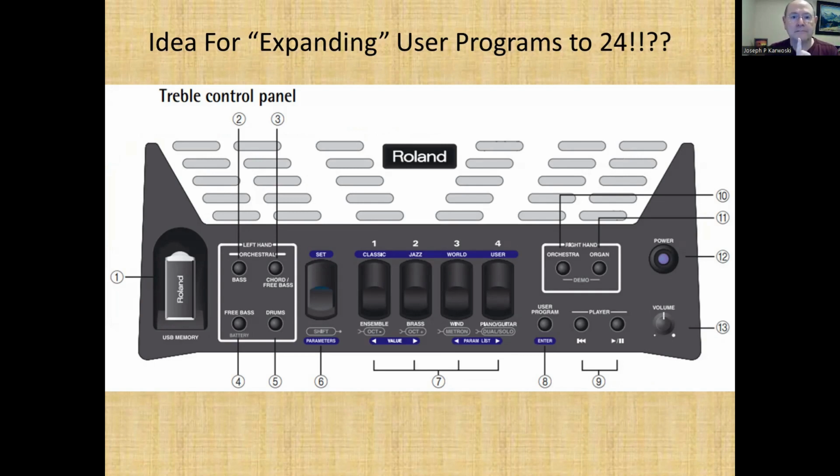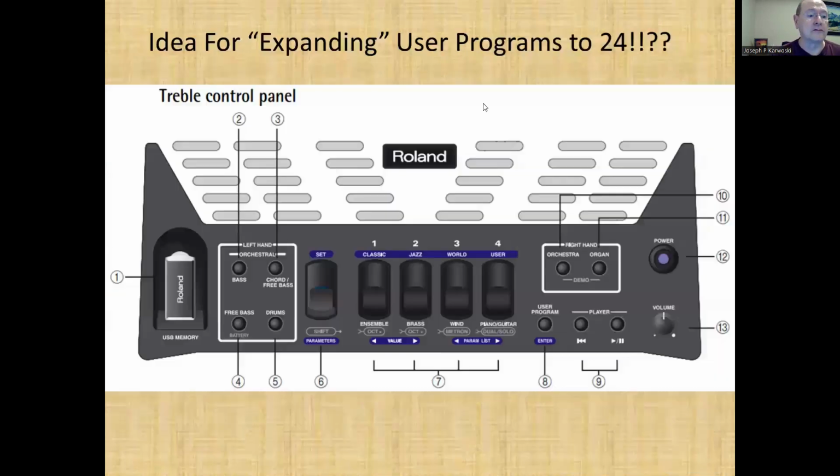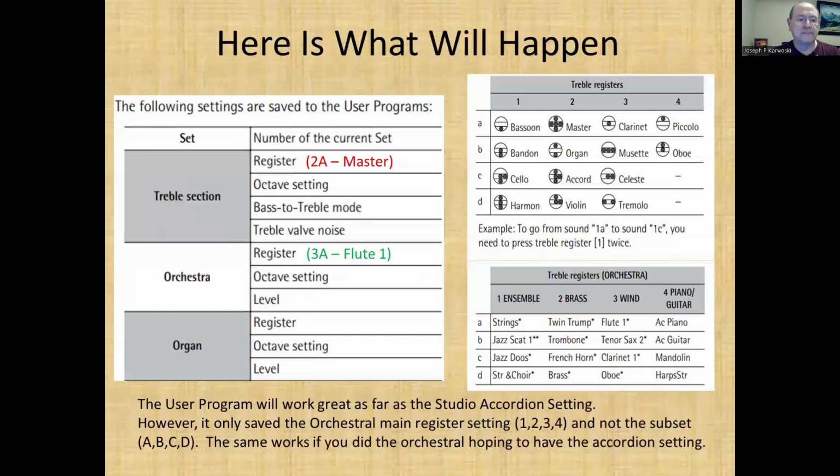But here's the problem. When you turn the power off and turn it back on, and then go to User Program 1A, you hit orchestral, you got the accordion, hit orchestral, you're expecting that tenor sax. That is not what you're going to get. What you're going to get is a flute.